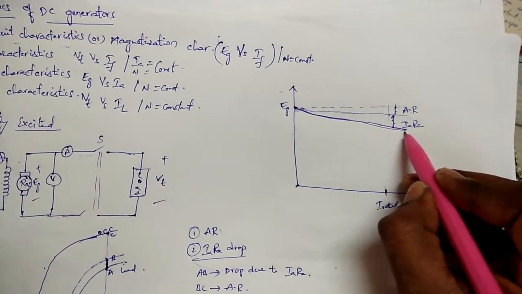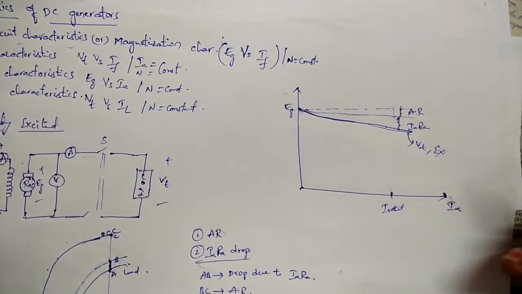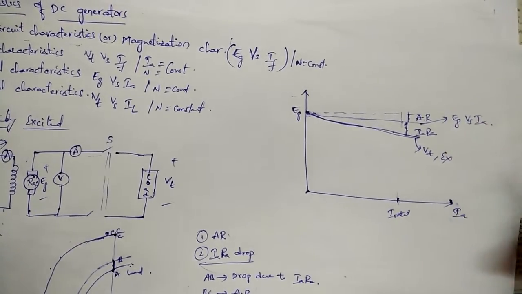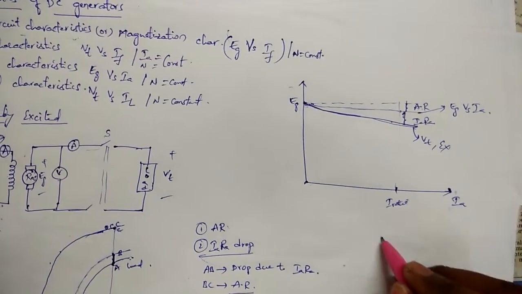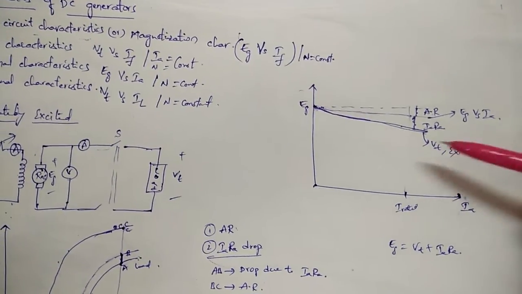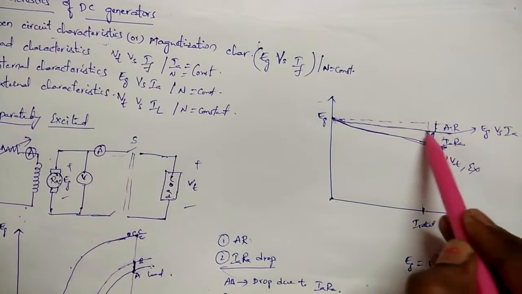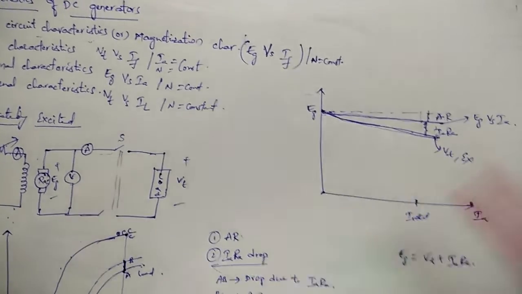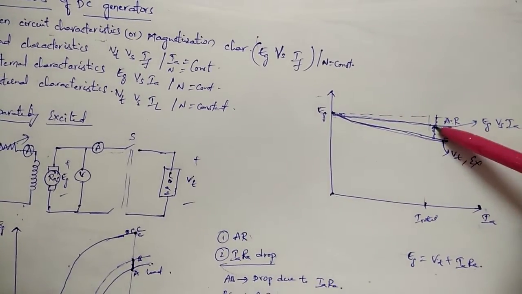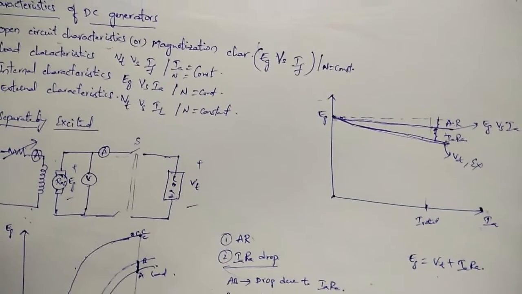So this is actually Vt, right? This is Vt. That means this will be the external characteristics. Internal characteristics means only this one, Eg versus Ia. Because Eg is equal to Vt plus IaRa, right? So this is Vt. If you add the IaRa drop, you will get this one. So this is the internal characteristic, and this is the external characteristic. This is the Vt line. If you add the IaRa drop to Vt, you will get Eg versus Ia. I hope you understand. So these are the external characteristics.